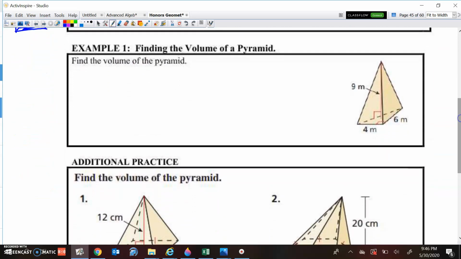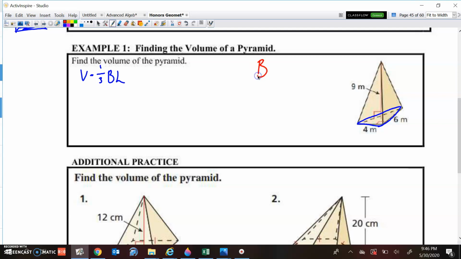So let's try a couple. Here they're just giving us information: find the volume. So I'm just going to write it here so we have it: 1/3 the area of the base times the height. When I look at my base, it's a triangle. So I'm going to find the area of this triangle first, over here to the side.